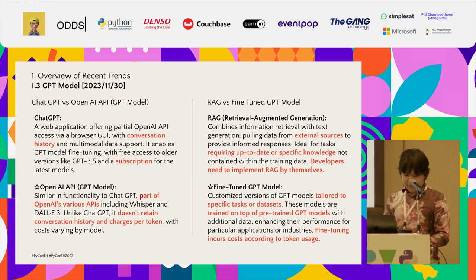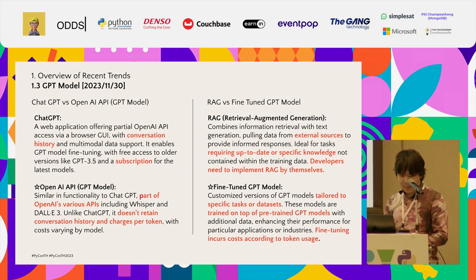In this slide, we're going to get on the same page by breaking down and understanding some key terms. ChatGPT is a web application with limited access to OpenAI's API, handling text, images, and audio, and allowing customization for specific tasks. Older versions like 3.5 are free, while newer ones need a subscription. The OpenAI APIs, including GPT, are similar to ChatGPT, but handle single interactions and do not store chat history. Cost varies based on usage, which is a pay-as-you-go model.